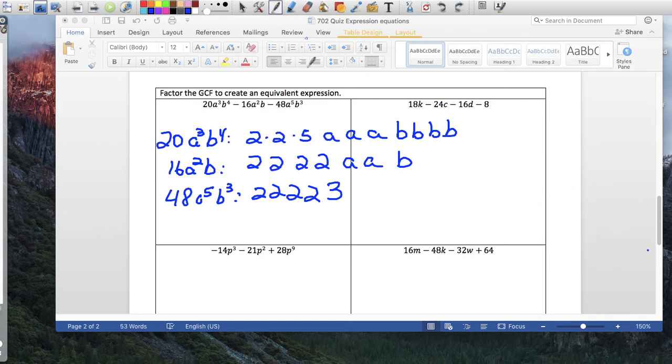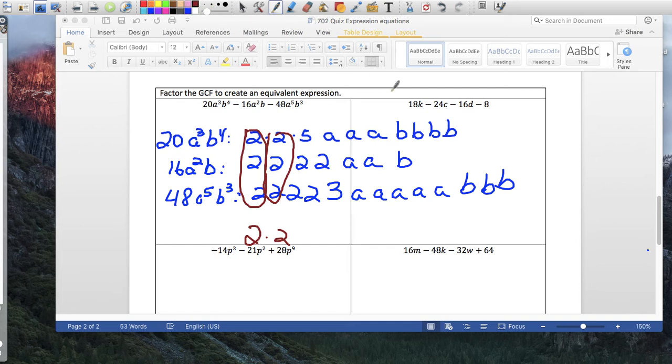So you have to find what's common. Let me change color. The common would be one set of 2's, so I'm going to bring that down. Another set of 2's, 2 times 2. No 2's are in common again. No 5. 5 definitely doesn't show up in all 3 lines. Let's do the A's. Does A show up in every line? Oh, I forgot to do the B's. Sorry. So here at the bottom we get A, B, B, B.